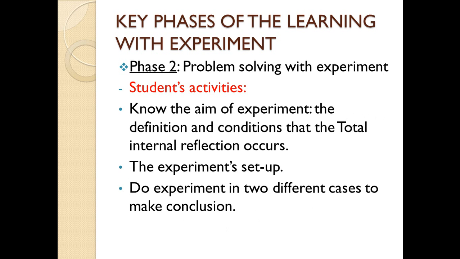In this phase, students will have to know the aim of the experiment, the definition and the condition that the total internal reflection occurs. They have to know the experiment setup too, and they are asked to do the experiment in two different cases to make the conclusion.